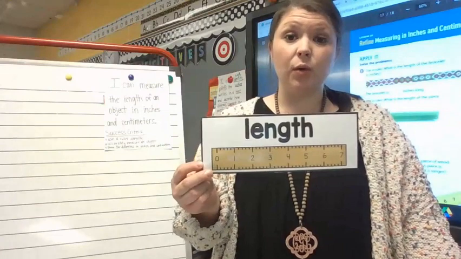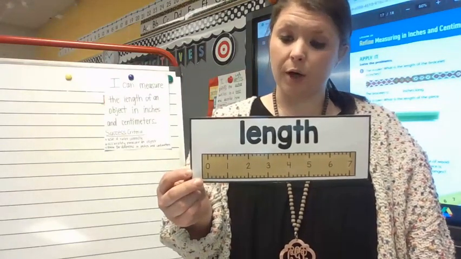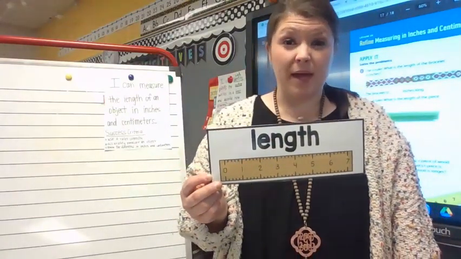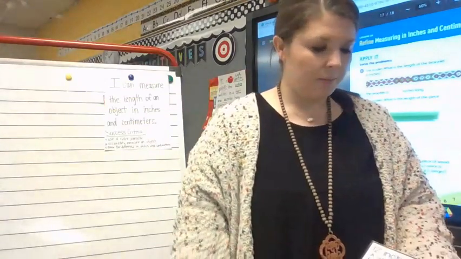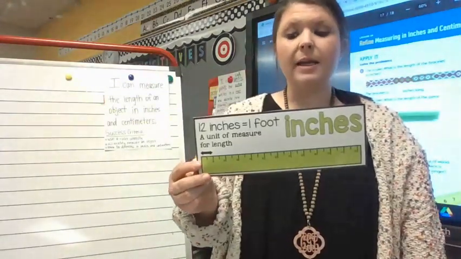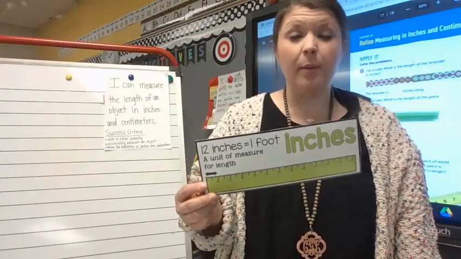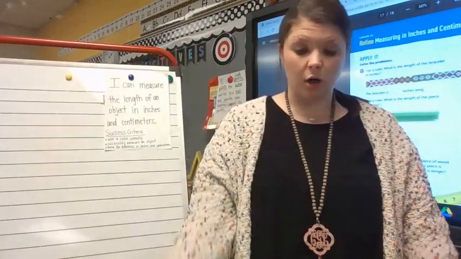Currently, the measuring tool that we have been practicing with is a ruler that helps us to measure in inches and centimeters. Well, what is an inch? An inch is a unit of length, and we can think about a quarter. A quarter is about 1 inch across.